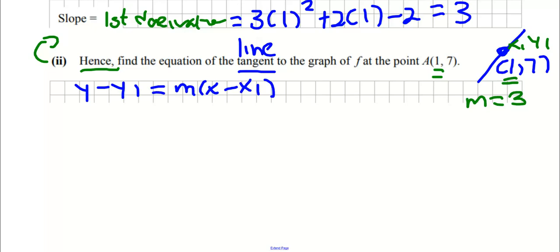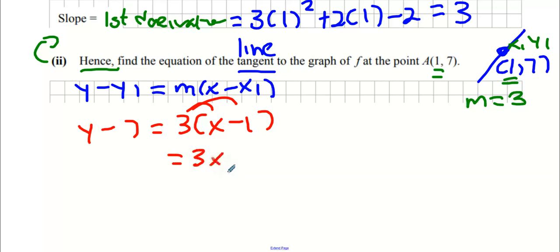So what we can say is it's y take away y1, which is 7, equals 3 into x minus 1. We multiply that out, we get 3x minus 3 and y minus 7. You can present this in 2 ways.